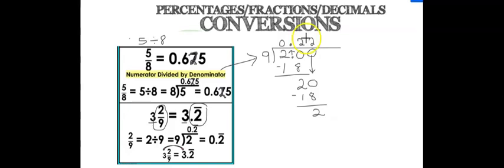Sometimes there's more than one digit. In this case, it's a 2 that's repeating. So my answer is going to be 0.2 repeating for this division. But it's not 0 because I had a mixed number. I had a 3. So this 0 is replaced by the 3, and 3 2/9 is 3.2 repeating.